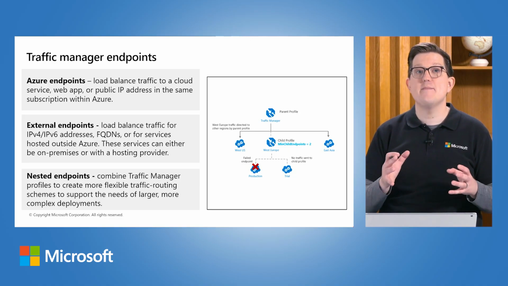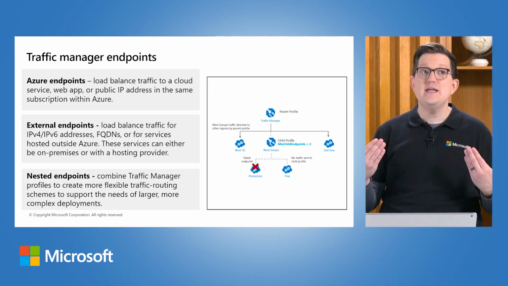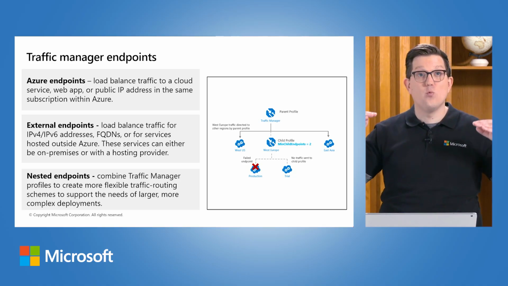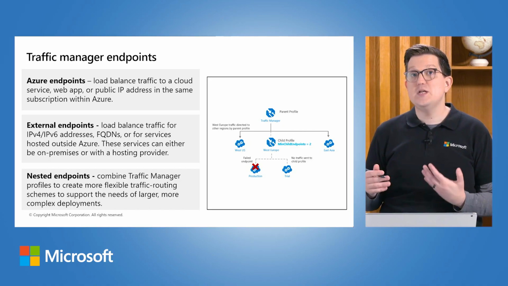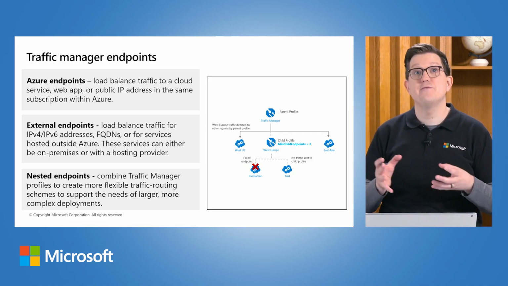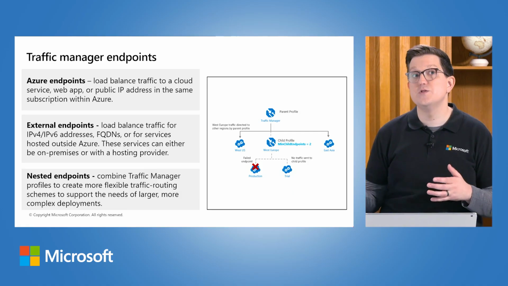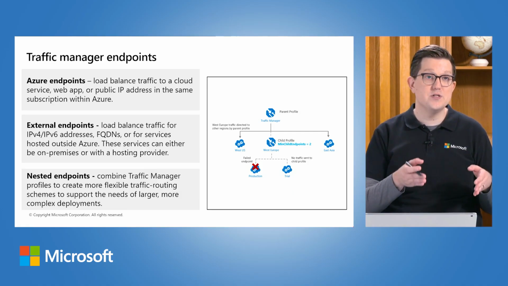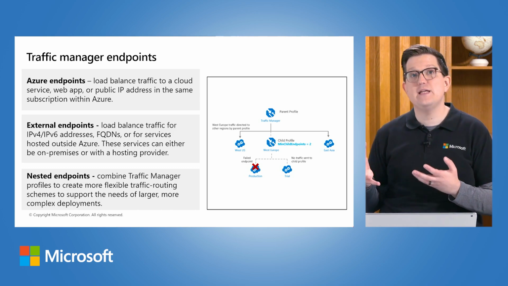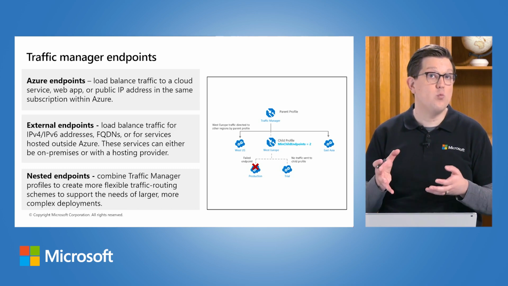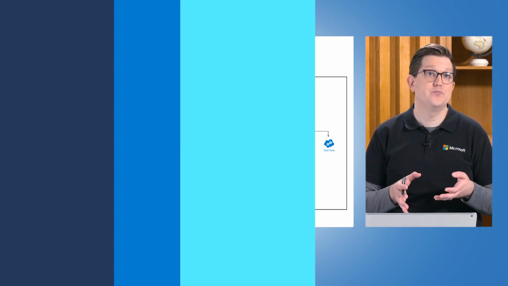Also, don't forget about nested endpoints. These different endpoints can be nested one after the other to create some really interesting scenarios. Maybe we do a geographic lookup on a customer followed by a performance-based lookup to ensure that they are both getting the closest residency for what they need in terms of performance and are also adhering to any data requirements around where their data is stored.